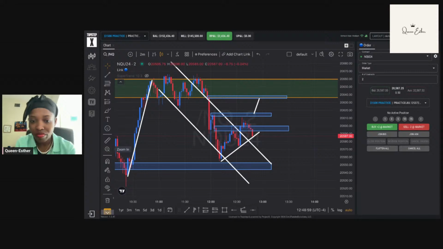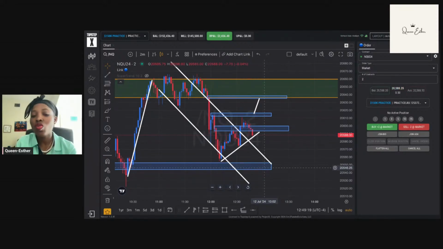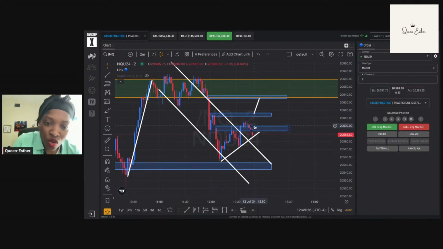Now, look at that. What I tell you about being greedy. Okay, I'm not saying it's gonna drop all the way, but what I tell you about being greedy, this can come all the way down here, right? And you end up with a losing trade instead of a winning trade because you wanted the exact extra 2 points to take your profit.